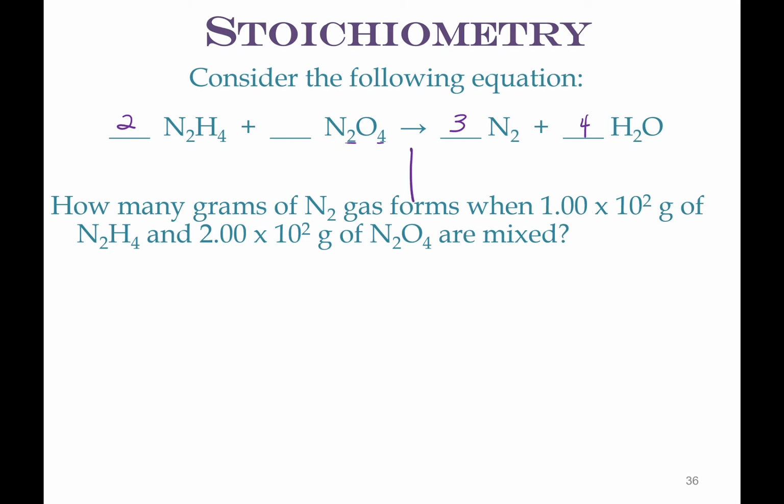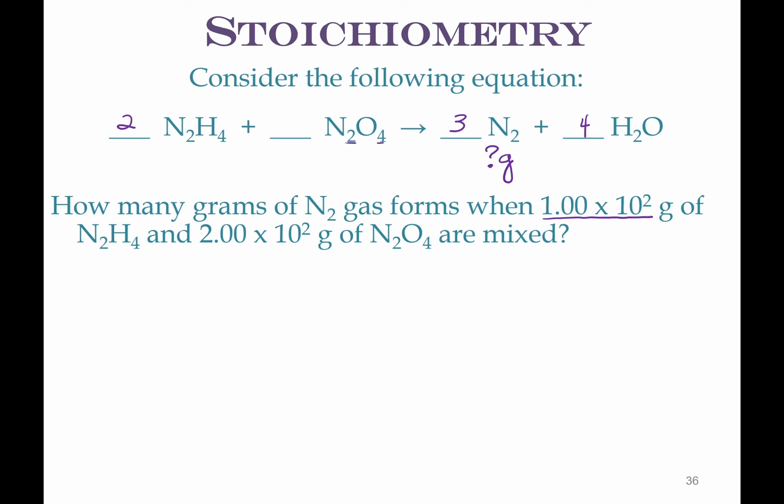So, oh, I just did that part. Geez. There we go. All right. So how many grams of nitrogen, so we're going to put a question mark here with a g, how many grams of nitrogen forms when 1.00 times 10 to the 2 grams of, excuse me, dinitrogen tetrahydride. So why would they write it like this? Or why would I write it like this?